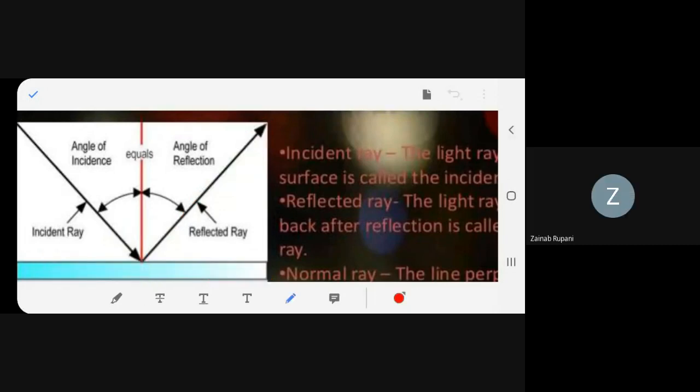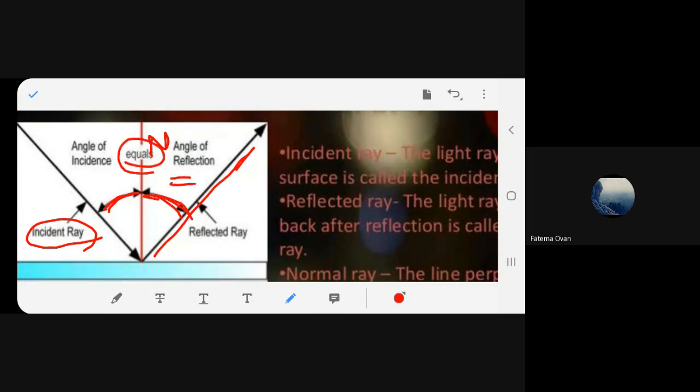Then we make a straight line that is making 90 degrees. What is this called? Normal. Fine. Now the angle between the incident ray and the normal, and the angle between the reflected ray and the normal, both are equal. Is it clear? Yes. Fine.